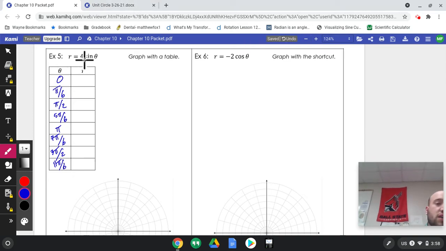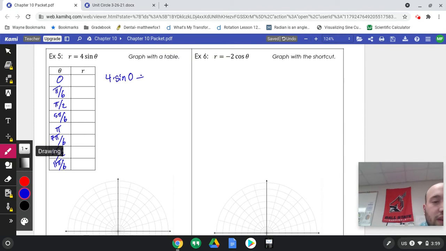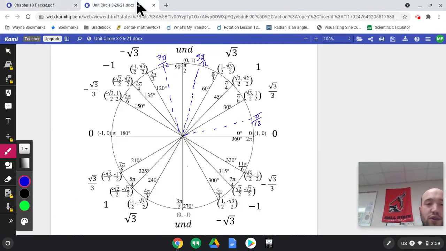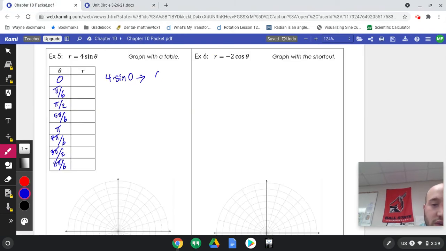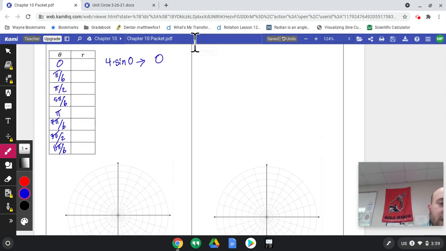All right, so now, in order to figure out what the r is, we can just plug in these values of theta and solve. So for this first one, it'd be 4 times the sine of theta, but we already knew that. 4 times the sine of 0. And we'll see what that gets. Now, sine of 0 is 0. So 4 times 0 gives us a 0. So when theta is 0, the radius is also 0. So that's going to be right at the origin there. Nice point there.